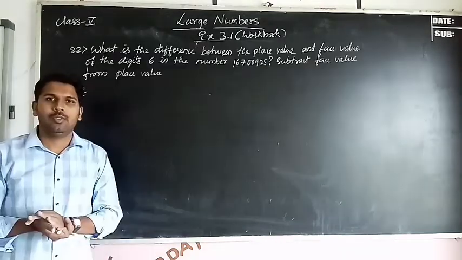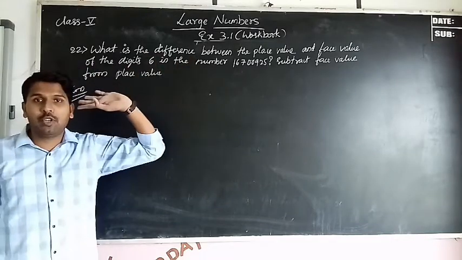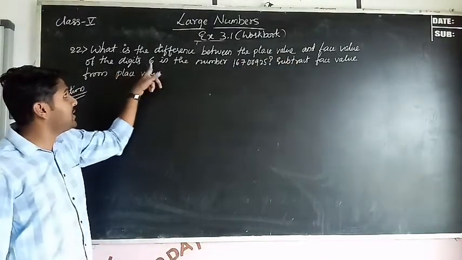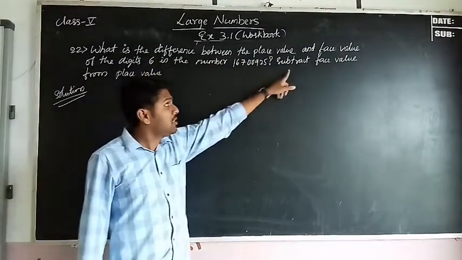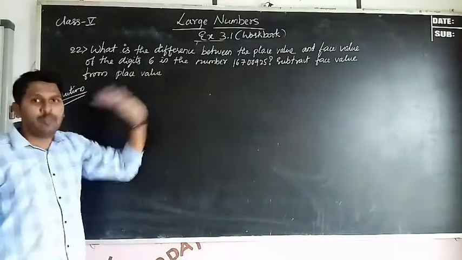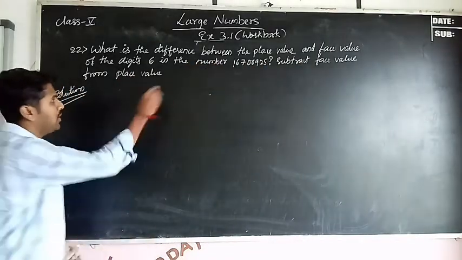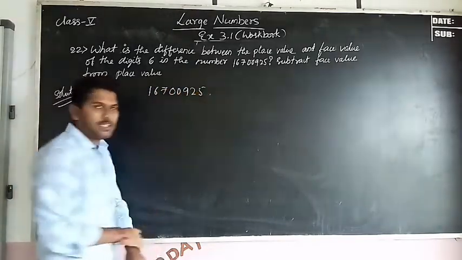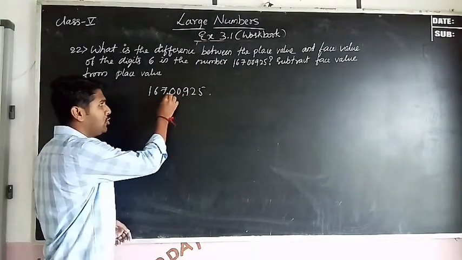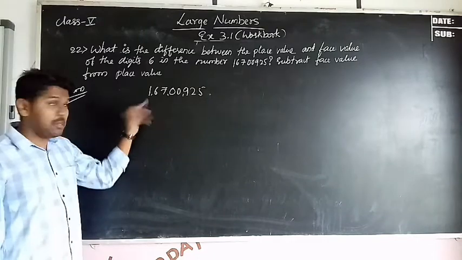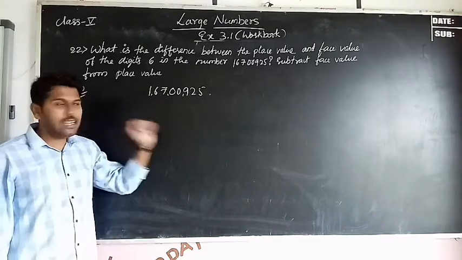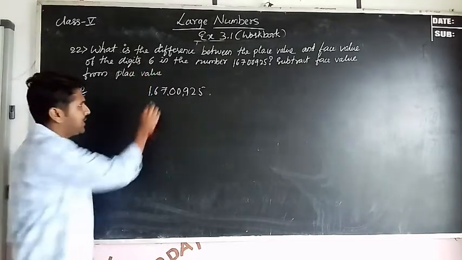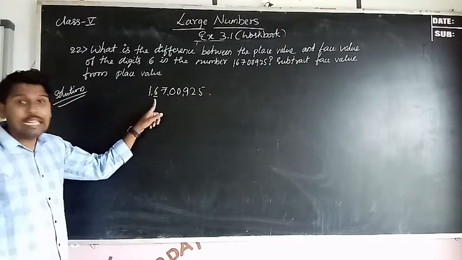Okay. Okay, student. Last question of exercise 3.1. So what is that question? What is the difference between the place value and face value of the digit 6 in this number? Subtract face value from place value. Okay, so first write down the number. What is the number? 167000925. So first place the commas, 3, 2, 2. So what is the number? 1,67,00,925. Okay, but here they ask place value of 6. So here 6 is in the 10 lakhs place.